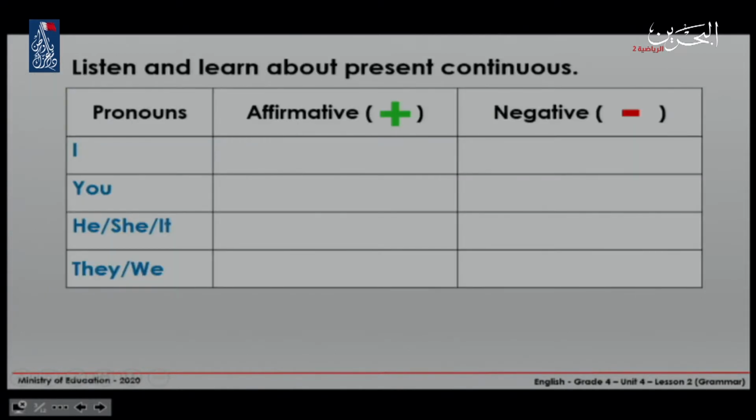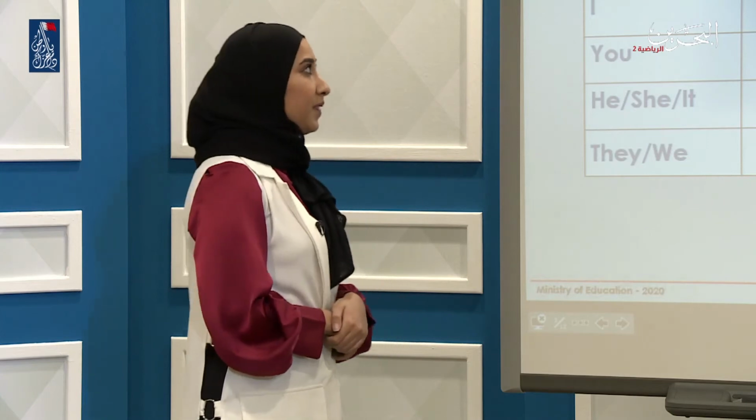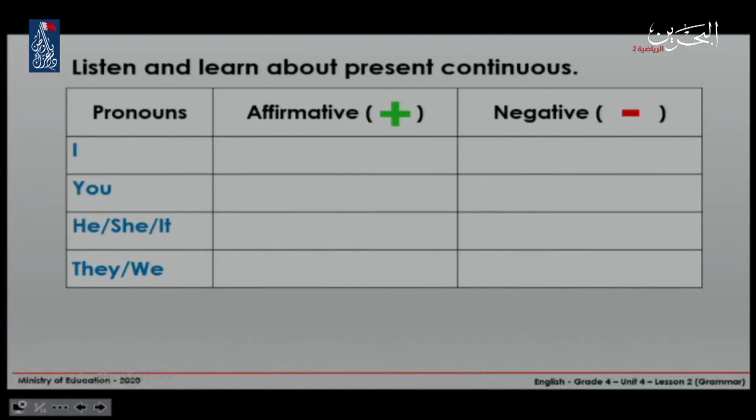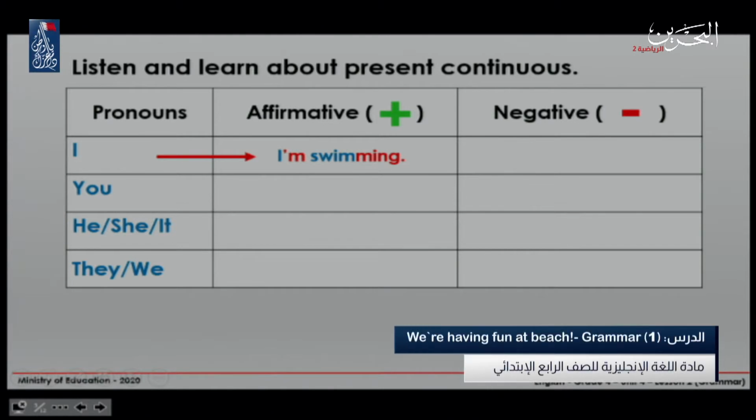Now let's read and learn about present continuous. Here we have the pronouns I, you, he, she, it, they, we. We will start with the affirmative. Here we have I. We use the verb to be am, and we will say I'm swimming. You and the verb to be are. You're running.